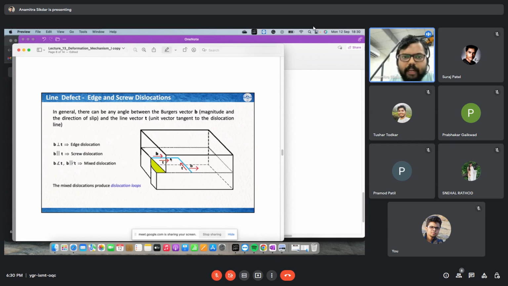And the line defect can be screw dislocation or edge dislocation. So what is happening, if you just move this upper part to the right hand side, what will happen? The Burgers vector will be directed rightwards, right? Because we are pushing this whole block to the right hand side, right? All right.